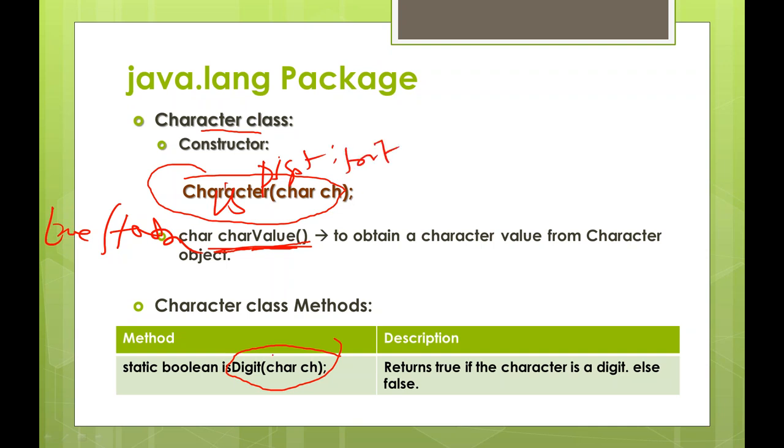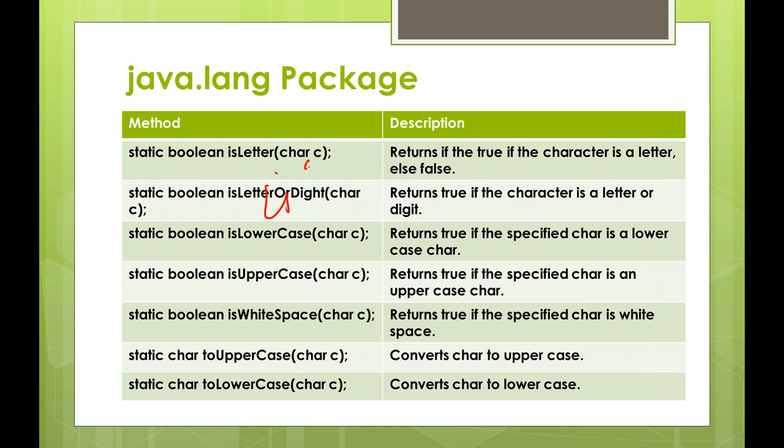isDigit will return true if the character passed as argument is a digit. Okay, the next one is isLetter. It checks whether it's a letter. isLetterOrDigit checks whether the specified character is a letter or a digit. Sorry, I missed I here. And then isLowerCase, isUpperCase. As I mentioned, all these methods are intuitive. Just by reading those methods, you will be able to identify what exactly the functionality is. isWhitespace, toUpperCase and toLowerCase. These two convert the specified character into uppercase and lowercase. This will check white space, and these will check whether the character is an uppercase or lowercase character, okay?